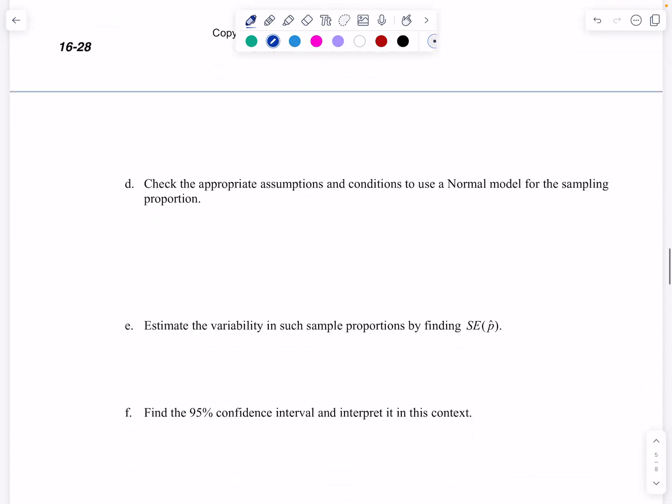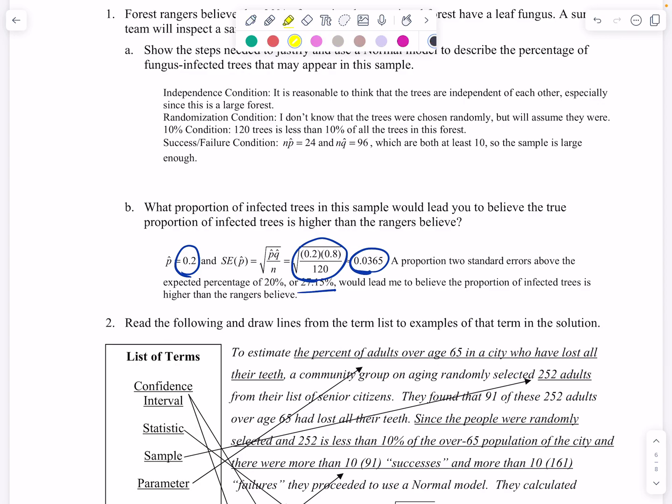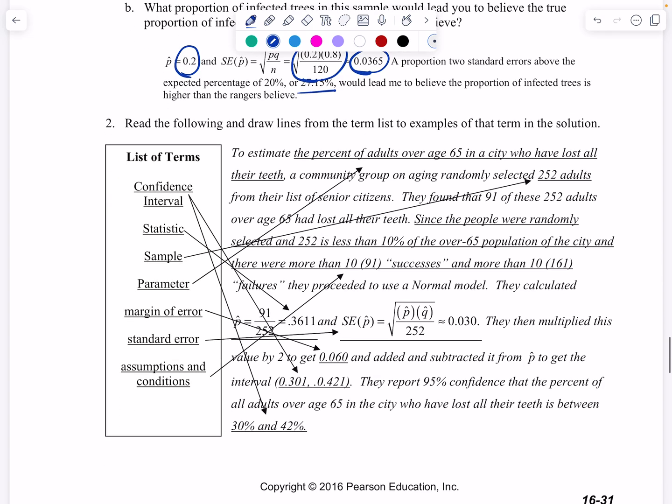Okay, so let's go ahead and jump to here. I'm just going to explain these differences. Again, on the answer key, the ones that I'm looking for are your random condition. Did you notice it's not stated as chosen randomly, but I assume it was because they're rangers and they're looking for a good representation of the population. And then this was my success/failure condition. These are the ones that I'm holding you accountable for. The other ones are definitely conditions that we use, but these are the ones that I'm holding you accountable for.